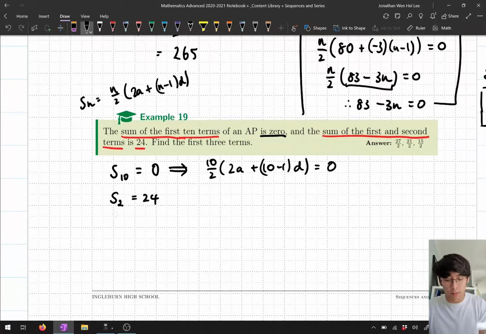I'll move this down just so I can have a little bit more space to work with. Good lord, why is this not moving down? There we go.